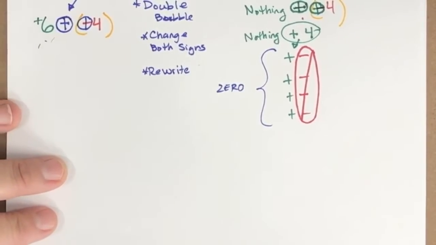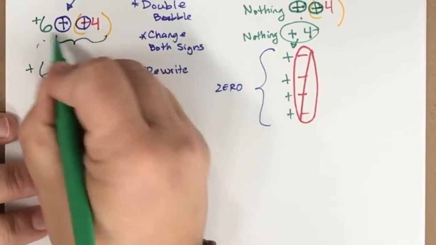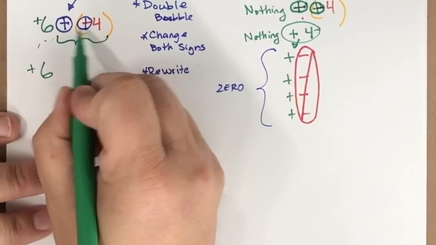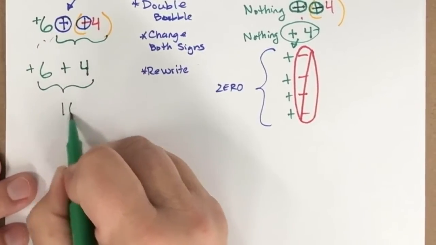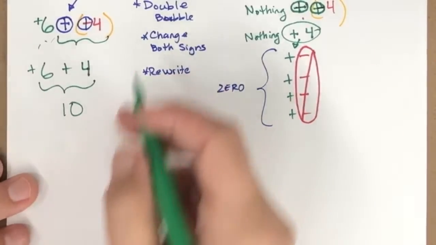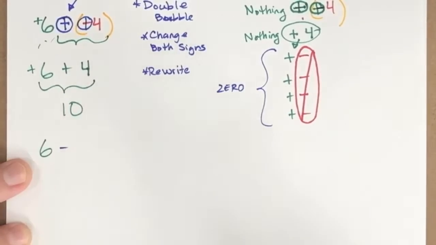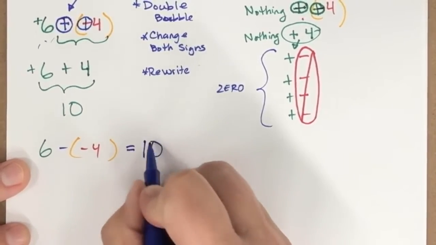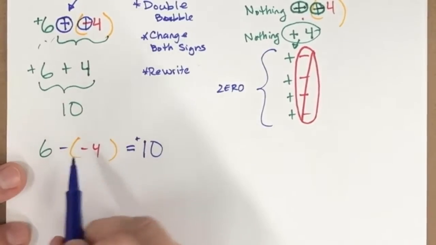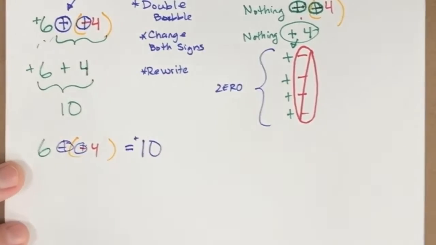Now, what I want you guys to keep in mind is that eventually you won't have to rewrite this because you'll just do it in your head. But adding positives is just adding. So this is just 6 plus 4, and 6 plus 4 is just 10. Okay, so if we go back to what we started with, 6 minus a -4, that is going to equal a positive 10, and we don't have to write the positive, it can be invisible. But basically, subtracting the negatives becomes addition.